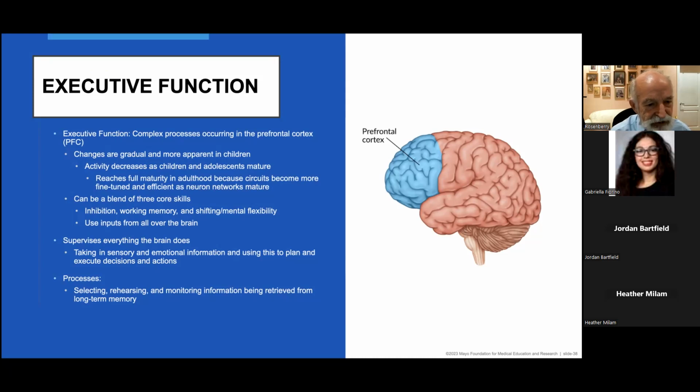Taking in sensory and emotional information and using this information to plan and execute decisions and actions is a part of executive function. And they select, rehearse, and monitor information being retrieved from long-term memory. Next slide.